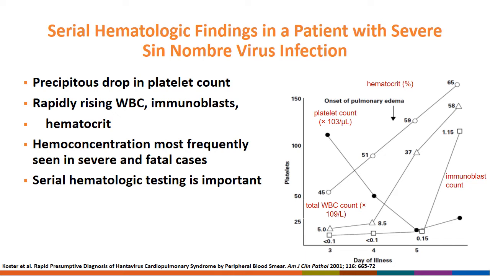There is a precipitous drop in the platelet count, going down from approximately 120,000 to 50,000 over a 24-hour period. As the patient progresses through the cardiopulmonary phase, we can also see a rapidly rising white blood cell count, which eventually includes immunoblasts, and a rapidly rising hematocrit. Hemoconcentration is most frequently seen in severe and fatal cases. As you can see, serial hematologic testing is important in order to identify potential indicators of worsening clinical disease.